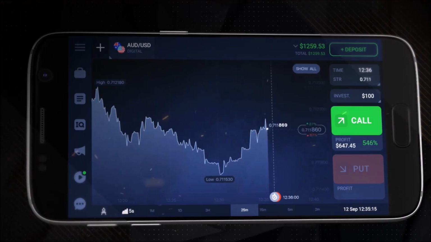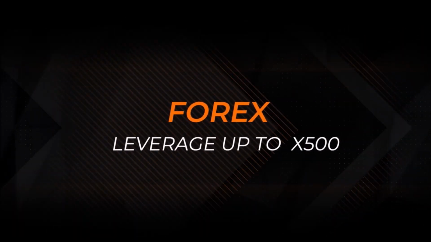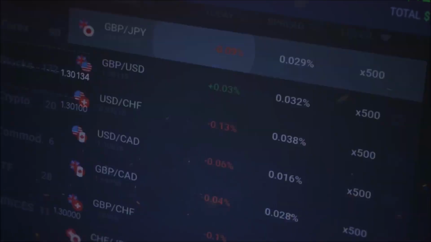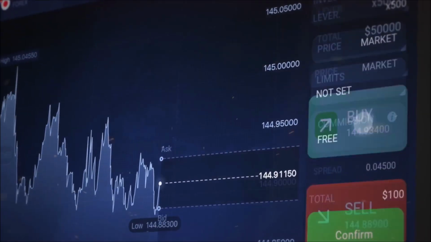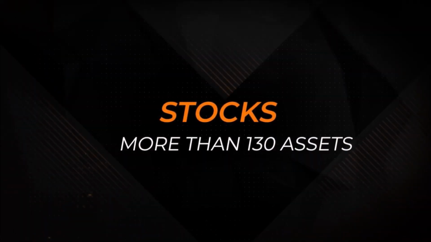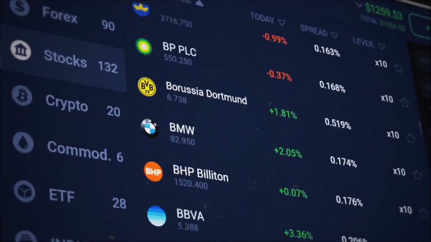Active traders: active traders who frequently buy and sell assets may find IQ Option's platform convenient for executing trades quickly and efficiently. Benefits of using IQ Option include user-friendly interface. IQ Option provides a user-friendly interface that makes it easy for users to navigate the platform and execute trades.